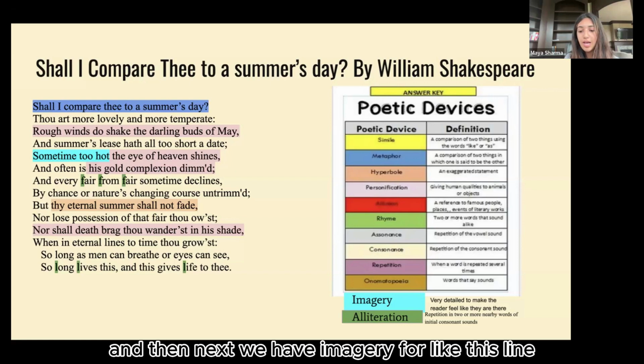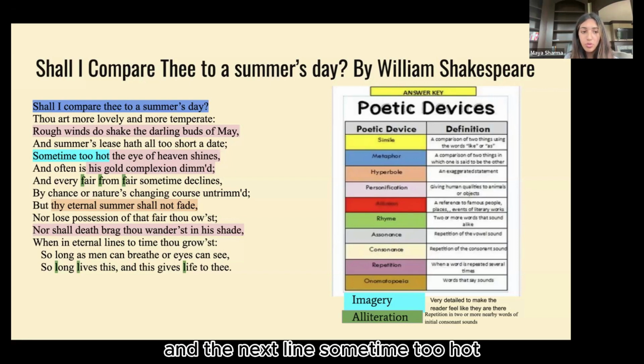And then next we have imagery for this line and the next line. Sometime too hot the eye of heaven shines, and often in his gold complexion dimmed.